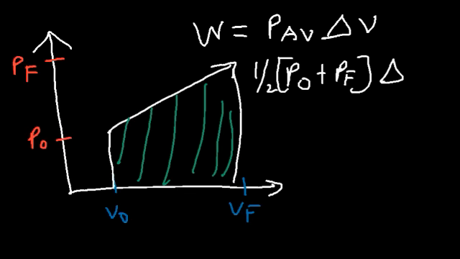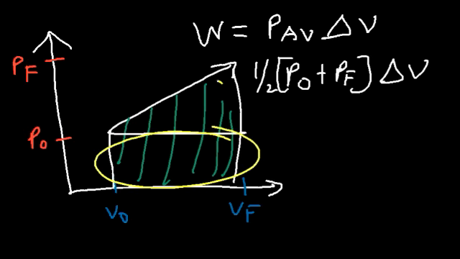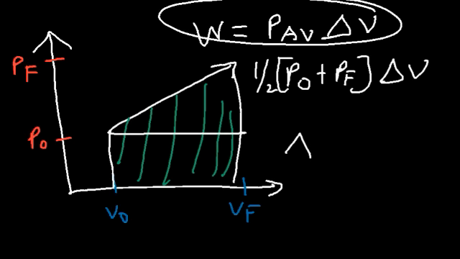If you want to, you can calculate the area by turning this into a rectangle and a triangle. So if you find the area of the rectangle and the triangle, you can also calculate the area, which is equal to the work. The area of a rectangle is length times width. The area of a triangle is 1/2 base times height.